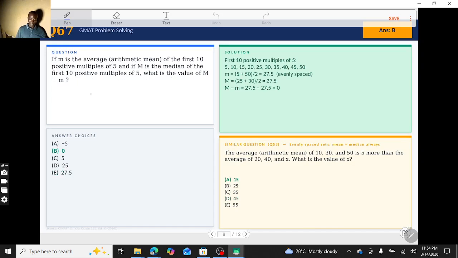The main concept here is that in arithmetic progression, because this is arithmetic progression, mean equals median. And if mean equals median, that means they will cancel each other and that becomes 0.